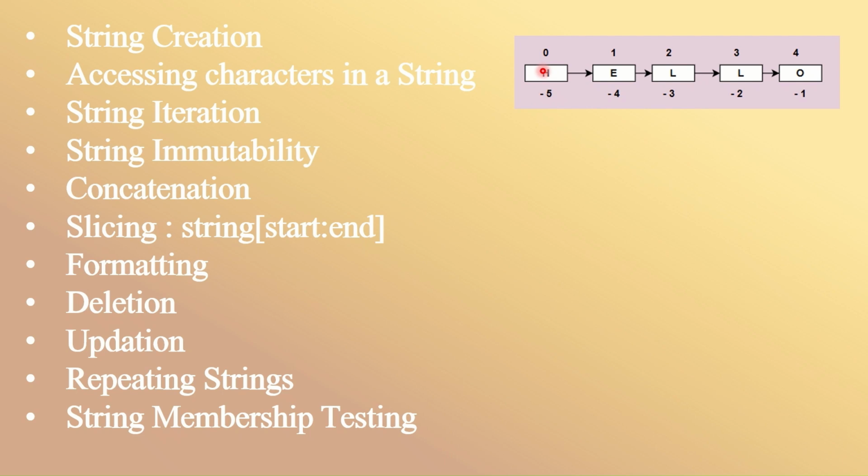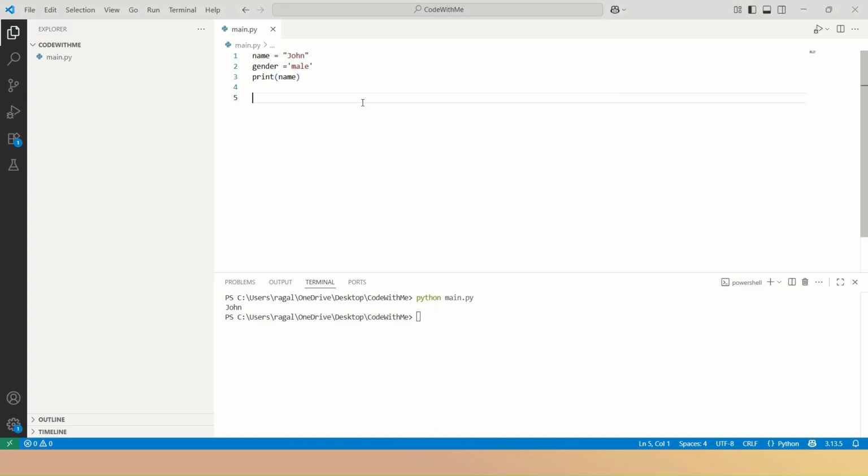Strings have both positive index and negative index. Positive indexing always starts at 0 from the left, whereas negative indexing always starts at -1 from the right towards the left. Here you can see the first character is indexed at 0 following positive indexing, whereas the last character is indexed at -1 following negative indexing. Now let's see how we can access these characters using positive and negative indexing in Python.